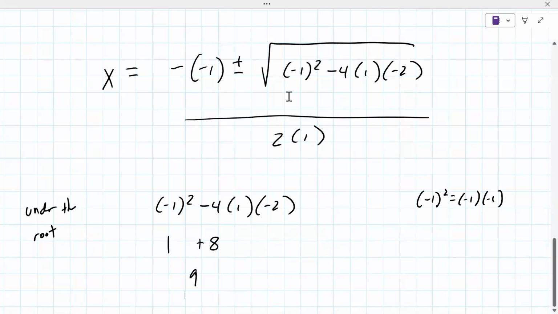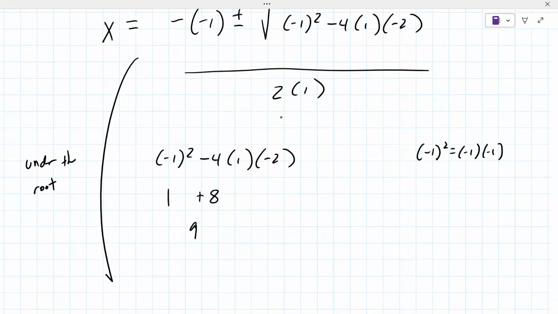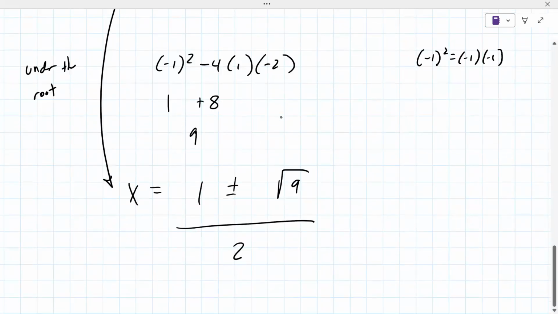So the part under the root is really where you want to start this calculation. It's 1 plus or minus the square root of 9, over 2. This is where you're getting to. Now, very important here is that you know how to evaluate this. It's actually in parentheses on the top, so you do the top first.